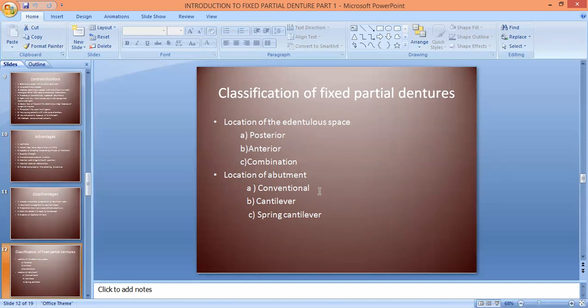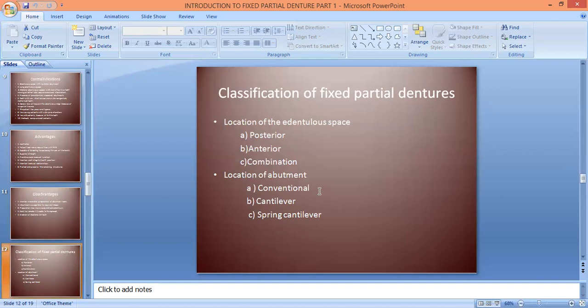Now, depending on the location of the abutment, you have conventional, cantilever, and spring cantilever. In the conventional FPD, the abutment is located adjacent to the edentulous space and the pontic is supported on both sides. For example, imagine your first molar is missing and you take support from the premolar and the second molar. Here the premolar and the second molar are your abutments and the molar is the pontic.